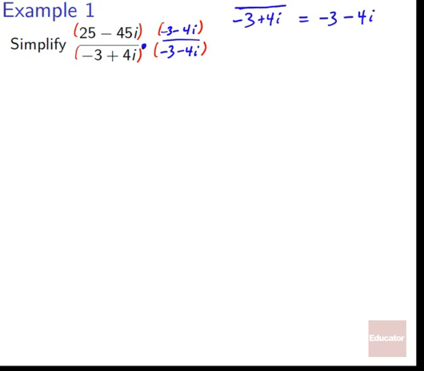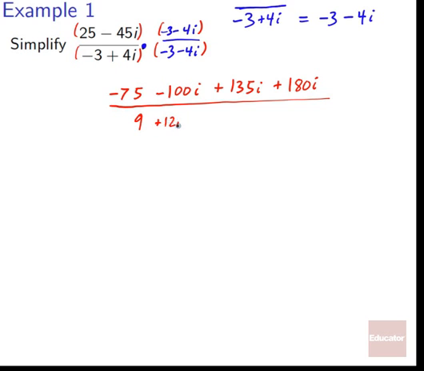So we work this out. 25 times negative 3 becomes negative 75. 25 times negative 4i becomes negative 100i, minus 100i. Negative 45i times negative 3 will become positive, so that's 3 times 5 off of 150, or plus 135i. 45 times 4, so negative 45 times negative 4 becomes positive, so we'll get 4 times 5 off of 200, so 180i, divided by negative 3 times negative 3 gets us positive 9. Negative 3 minus 4i gets us plus 12i. Plus 4i times negative 3 gets us minus 12i. 4i times negative 4i gets us minus 4i squared.